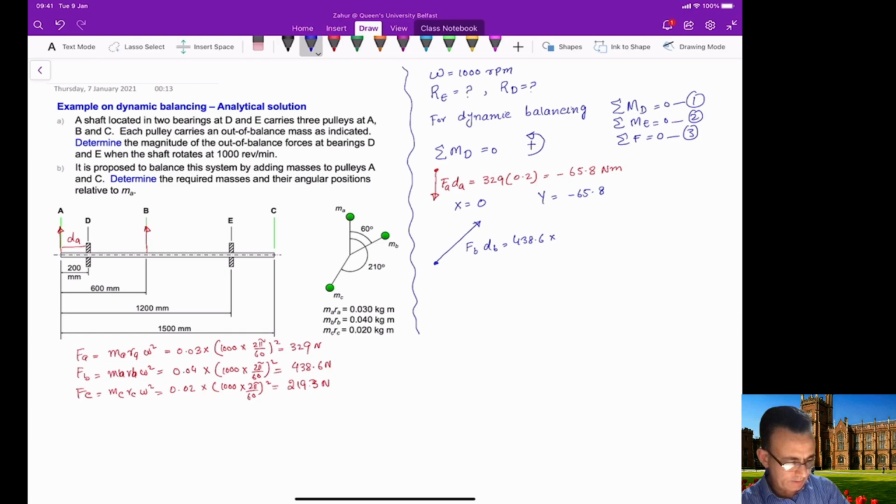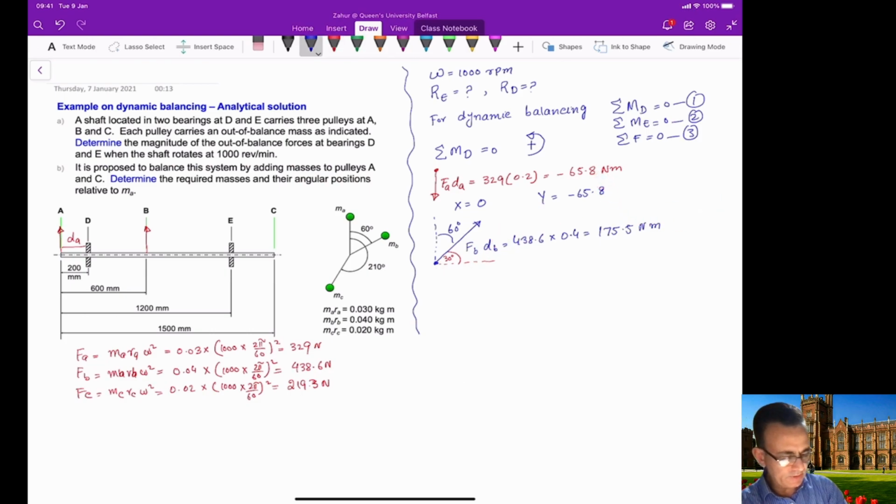times 0.4. So this will be 175.5 Newton meter. And again, we can split this into two components. So this angle is given, which is 60 degree. This means that the angle with the horizontal is 30 degree here. So now we can split this vector into two directions, x and y.